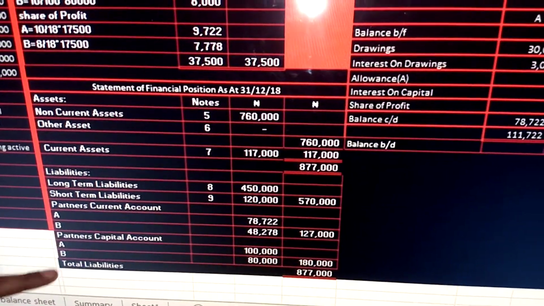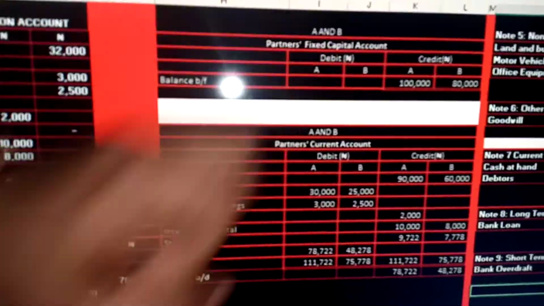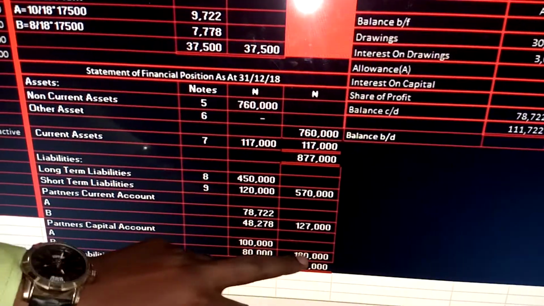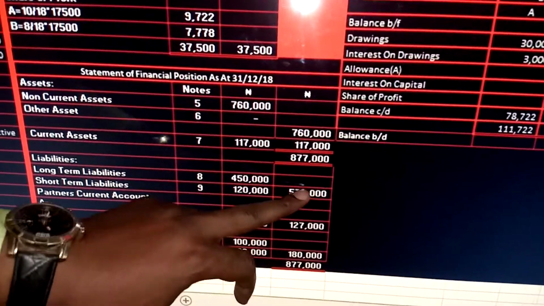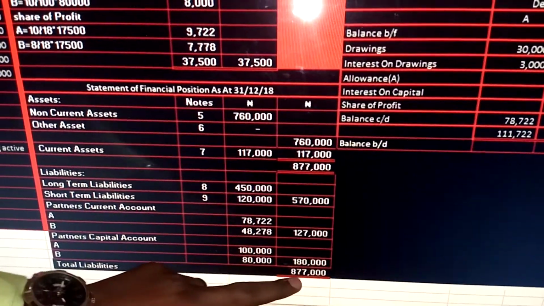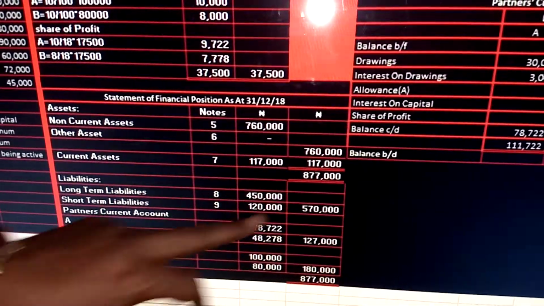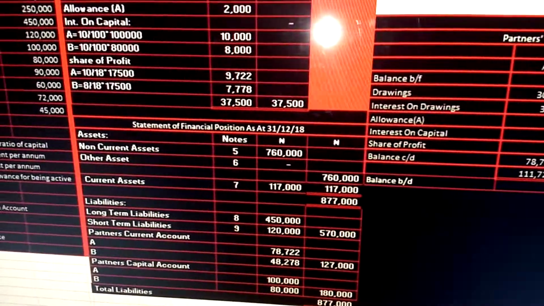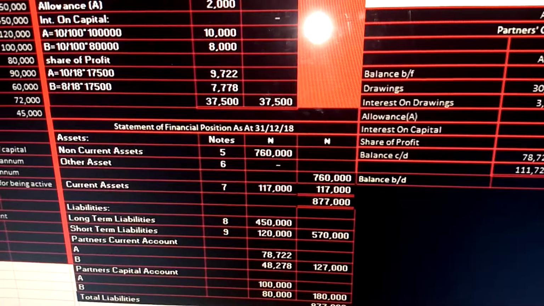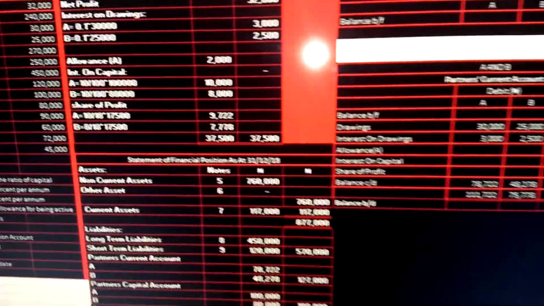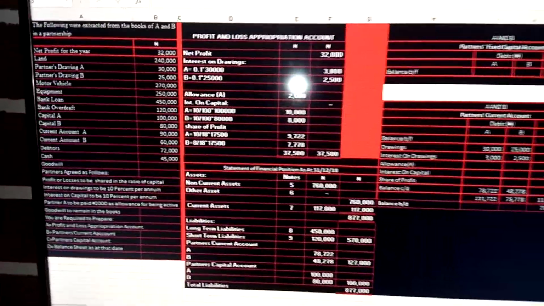Partners' capital account, we already have it in the fixed capital account there. A is 100,000, B is 80,000. When you add together, you have 180,000. So when you add this, you have 877,000. That's total liabilities equal to your total assets. So that is your balance sheet showing your assets and liabilities. This is the class for the partnership trading, profit and loss account, appropriation account, current account, capital account, and the balance sheet.